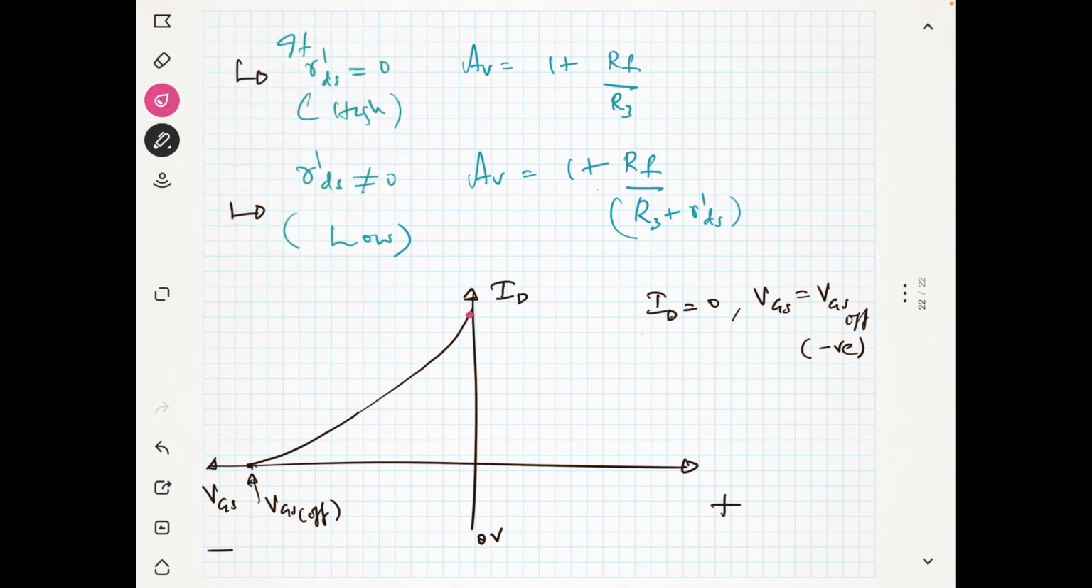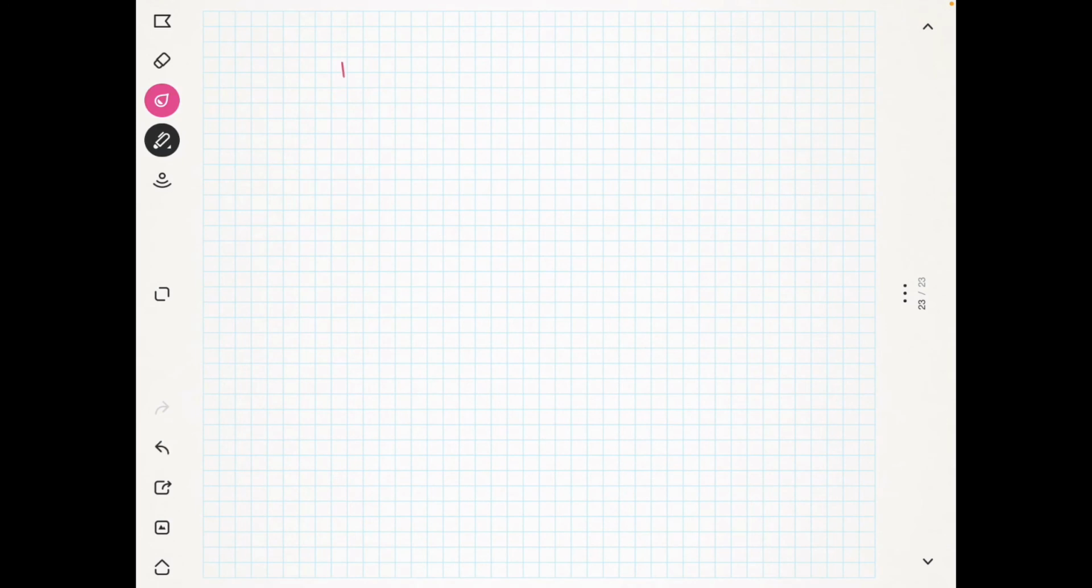Now what is the maximum current? The maximum current you are getting is at IDSS. At IDSS, what is your VGS? Actually VGS is equal to 0. So VGS is equal to 0 at IDSS. So please remember two things. ID will be equal to 0 when VGS is equal to VGS off, and ID is equal to IDSS, or maximum, when VGS is equal to 0.